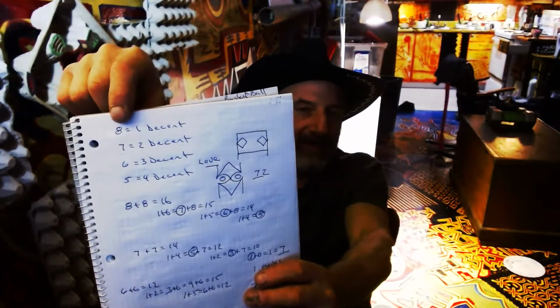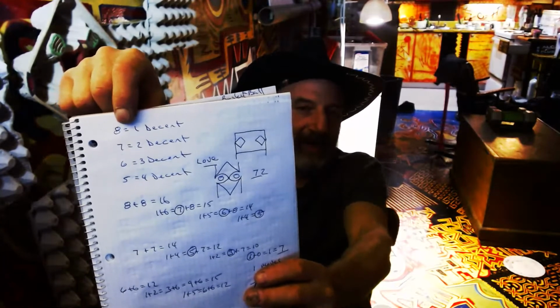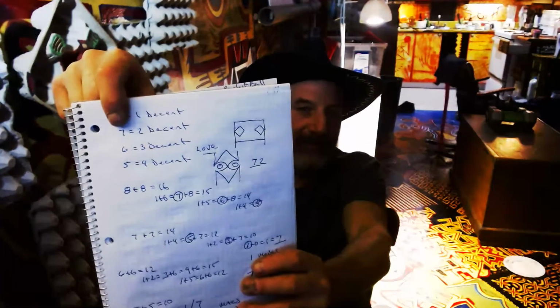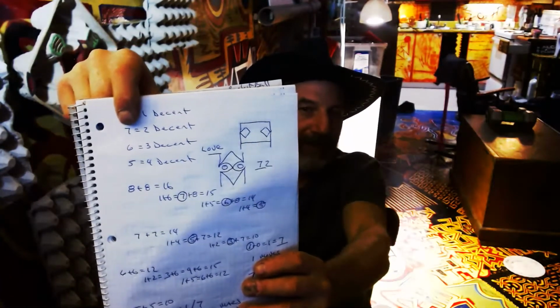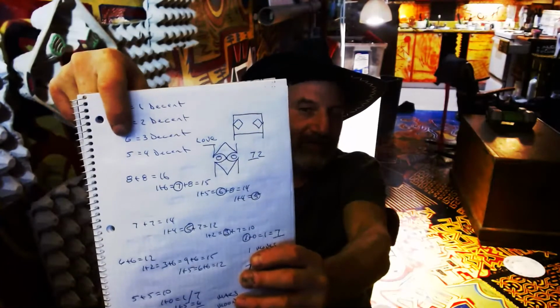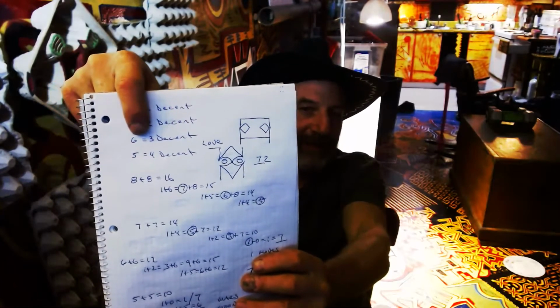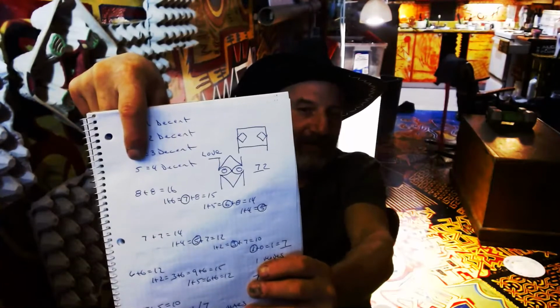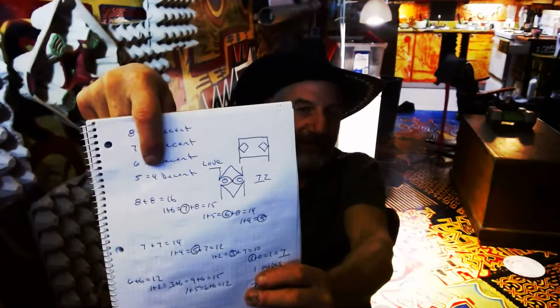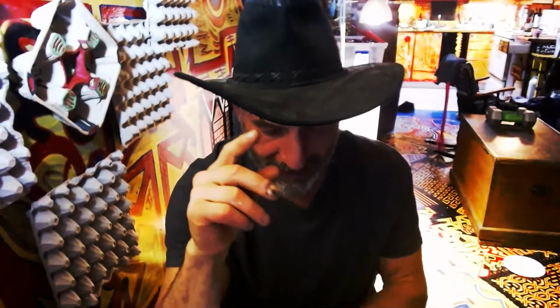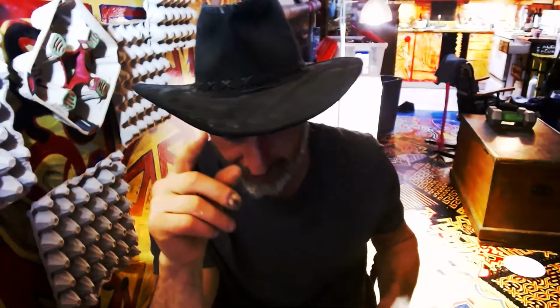8 and 8 is 16. 1 and 6 is 7. I now went down 1. 7 and 7 is 14. 1 and 4 equals 5. I now went down 2. 6 and 6 is 12. 1 and 2 is 3. I now went down 3. 5 and 5 is 10. 1 plus 0 is 1. I now went down 4. All telling the same story. Math isn't going to lie to me. It didn't lie. It's telling that same story, how things are going up and down.